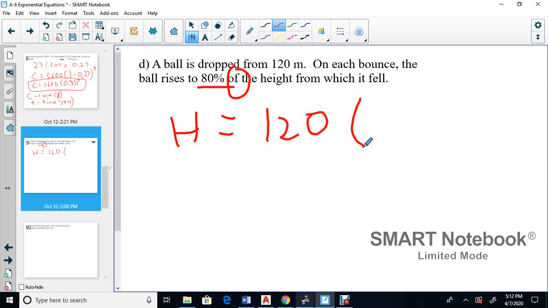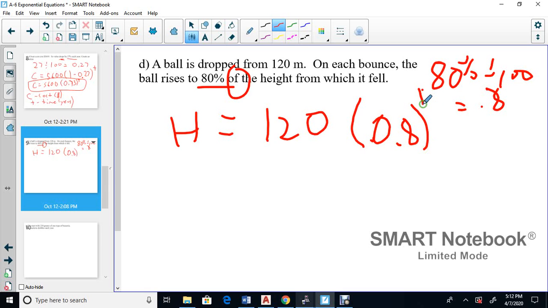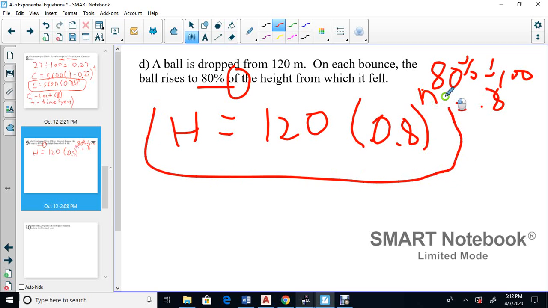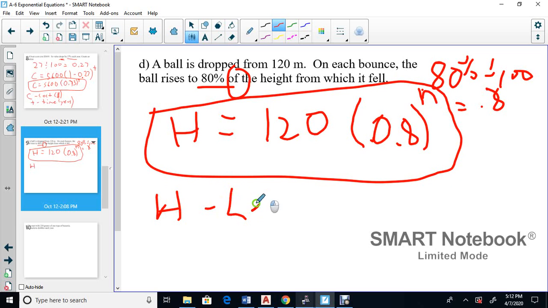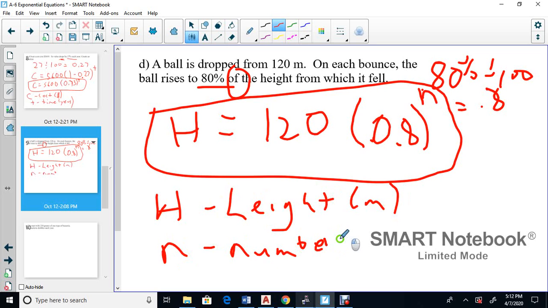Okay. Then you put just 80%. Oh, I should have turned 80% to a decimal. Percent divided by 100 is 0.8. So then you just put 0.8 in here to the power. It always seems to be n here, maybe, or t. This time n. So that's our equation. Okay. H is the height, and that's in meters. Okay, and n is the number of bounces. Okay, next one.